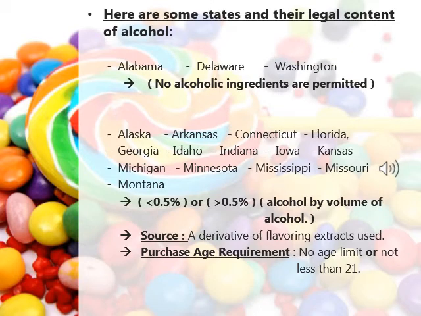We have some states and their legal content of alcohol. In the case of Alabama, Delaware, and Washington, no alcohol ingredients are permitted, while in the case of Alaska, Arkansas, Connecticut, Florida, Georgia, Idaho, Indiana, Iowa, Kansas, Michigan, Minnesota, Mississippi, Missouri, and Montana, less than 0.5% or greater than 0.5% alcohol by volume. The source, a derivative of flavoring extract, is used. Purchase age requirements: no age limit or not less than 21.